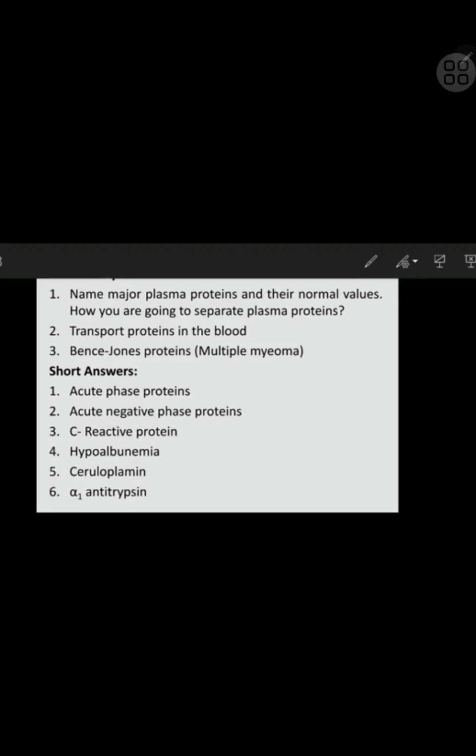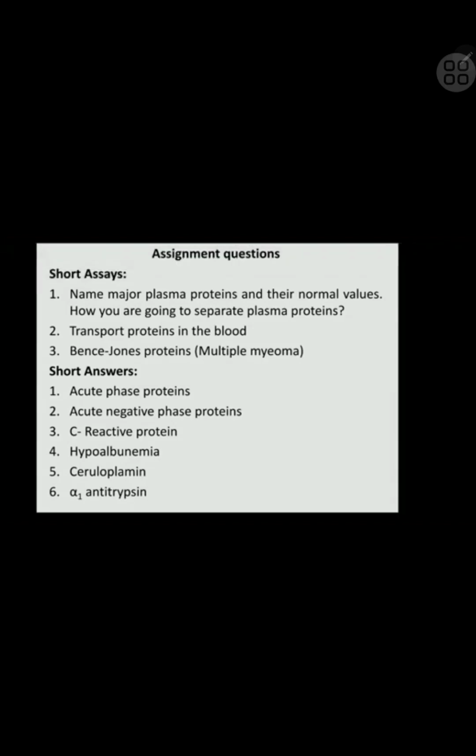Here are some of the important assignment questions. Short essays: name major plasma proteins and their normal values, and how you are going to separate plasma proteins. Number 2, transport proteins in the blood. Bence-Jones proteins or multiple myeloma. Short answer questions are acute phase proteins, acute negative phase proteins, C-reactive protein, hypoalbuminemia, ceruloplasmin, and alpha-1 antitrypsin.